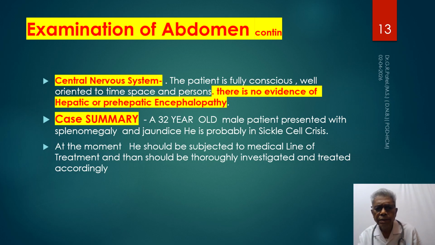So, case summary: a 32-year-old male patient presented with splenomegaly and jaundice, probably in sickle cell crisis. At the moment, he should be subjected to medical line of treatment and then should be thoroughly investigated and treated accordingly.